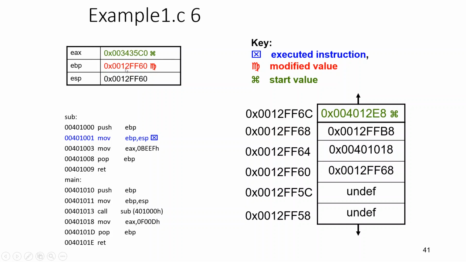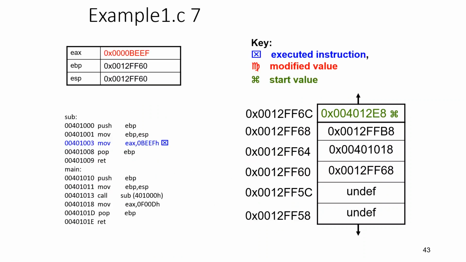Now we are copying the ESP into the EBP. Sorry, beef into EAX. Now pop EBP, popping this into EBP, and we are clearing up the stack. Return. As you can see, this is the instruction. Before pop EBP, this is all the stack that belongs to this sub function. So we have cleared the stack, and we have the return address for return.